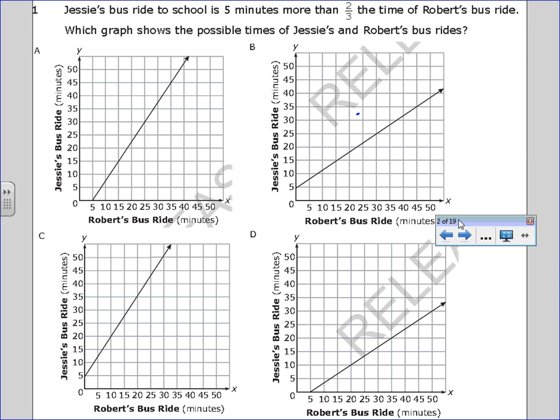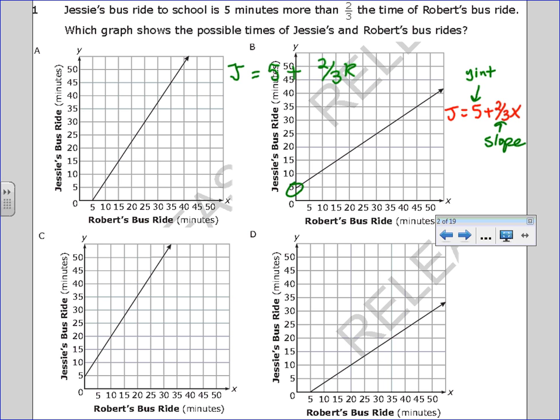The first thing you want to do is write an equation. Okay? They're telling you that Jesse's is going to be 5 plus 2/3 Robert's time. And when you look at the graph, you can see that Robert's time represents the x-axis. So another way of saying that is J is equal to 5 plus 2/3 x. When I write it that way, I know that this is my y-intercept and this is my slope.